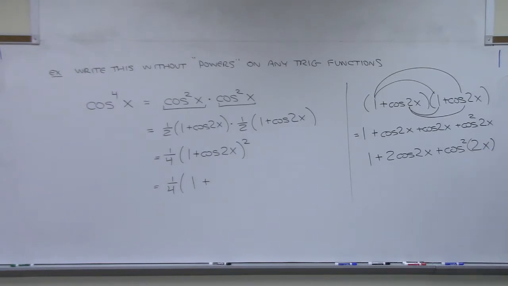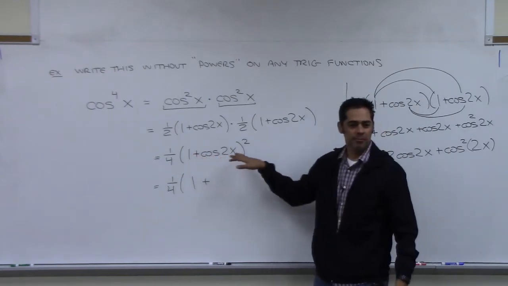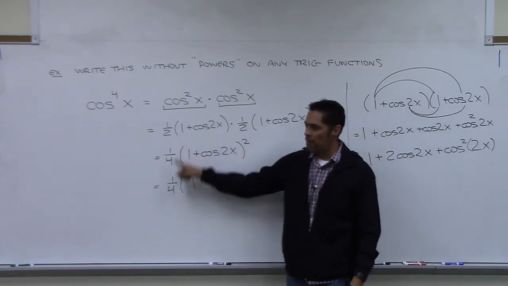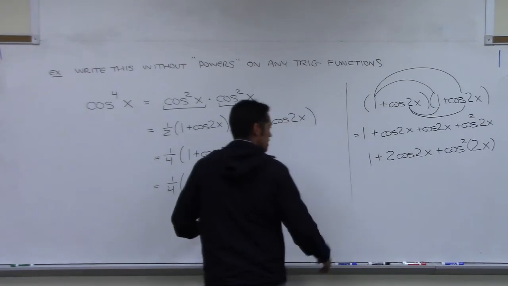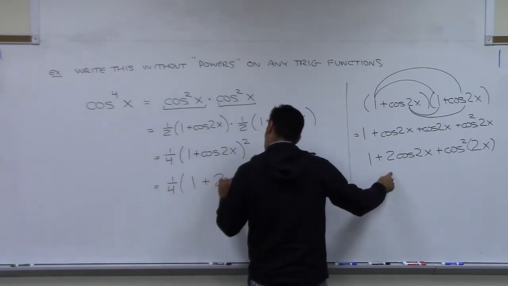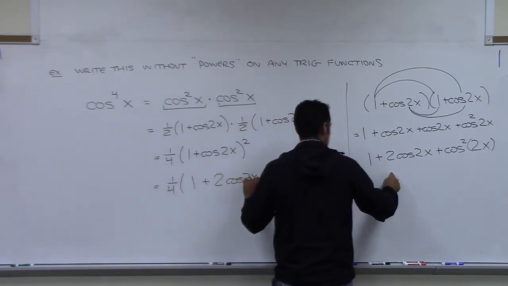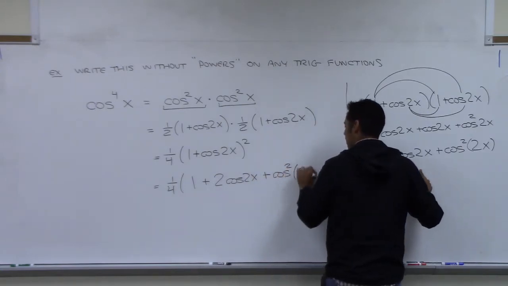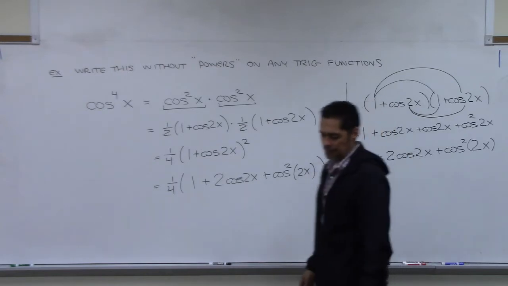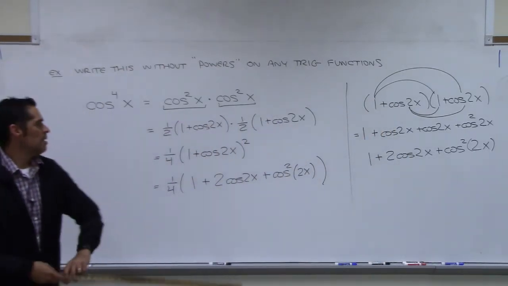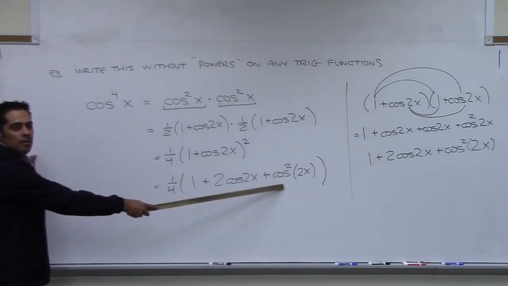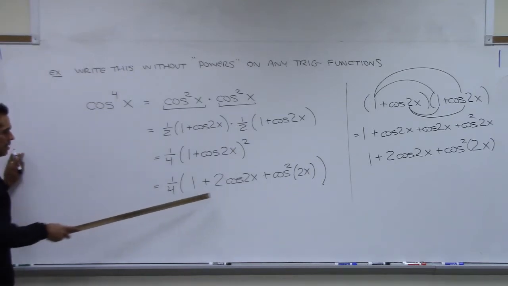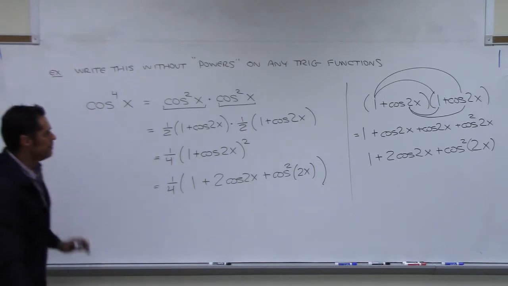Yeah? That's what this is. That's what this is. And I still have the 1/4 out here, right? Okay, so I'm going to write that down. 1 plus 2 cosine 2x plus cosine squared of 2x, like that. This still has a power on a trig function. Does this have a power? No. This? No? Okay. We're getting there.